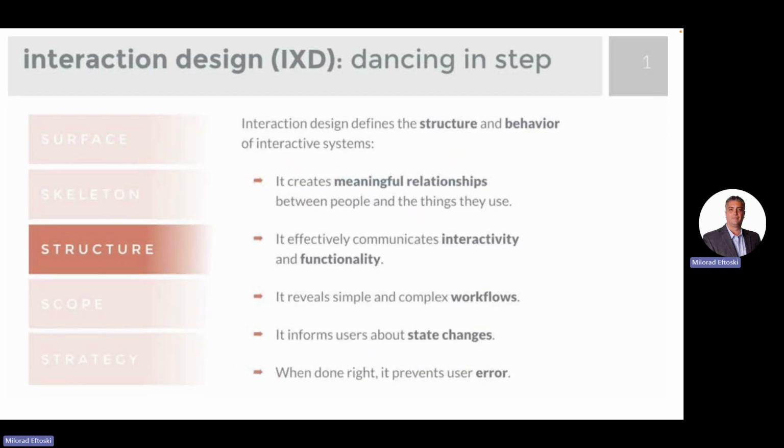Interaction design defines the structure and behavior of interactive systems. It creates meaningful relationships between people and the things they use. It effectively communicates interactivity and functionality. It reveals simple and complex workflows. It informs users about state changes. And when done right, it prevents user error. These are all critical things that, if you don't do them, the product will not be successful.